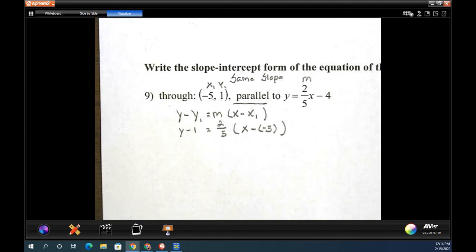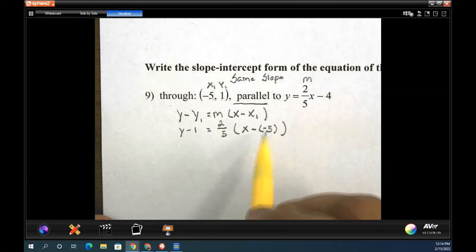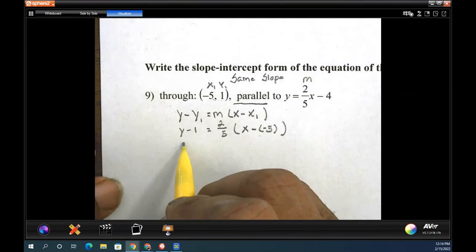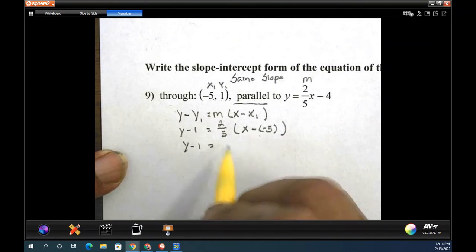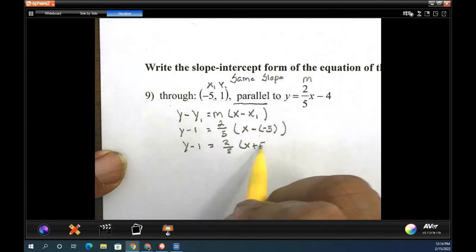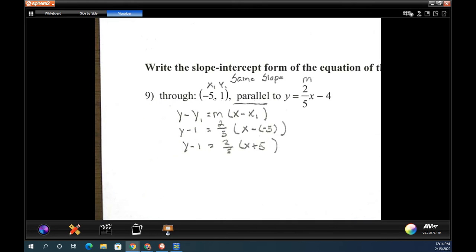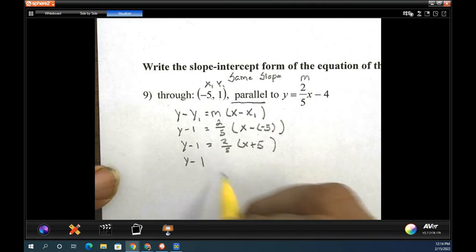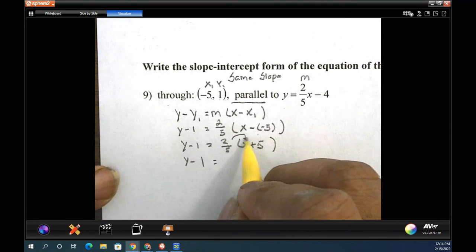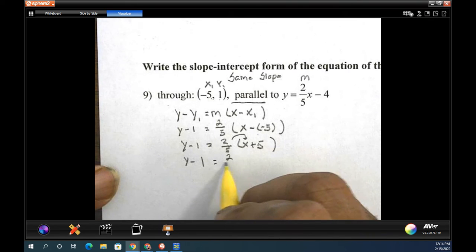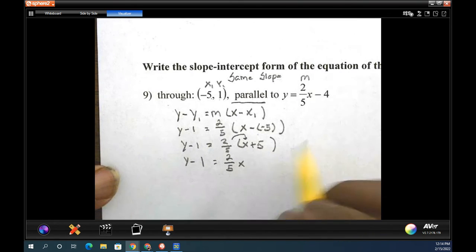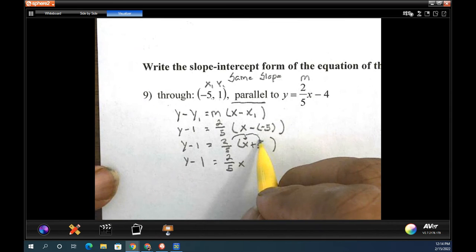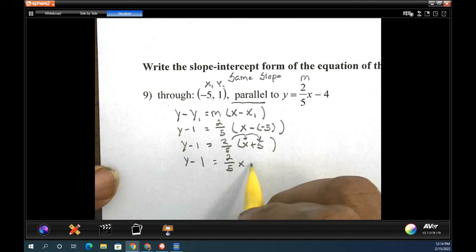Now, here's the deal. Double sign. Rewrite it. So it's y minus 1 is equal to 2/5 times x plus 5. Now we distribute. The left remains the same: y minus 1. 2/5 times x, we can do that in our head. That's just 2/5 x. Now, trust me on this one. I'm going to show you on the next one. 2/5 times 5 is just 2, and it's positive.